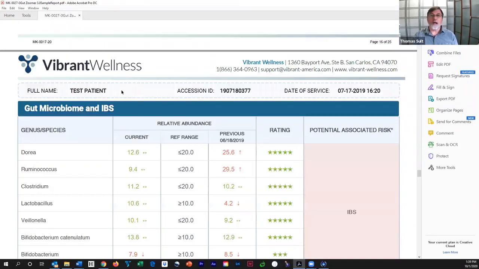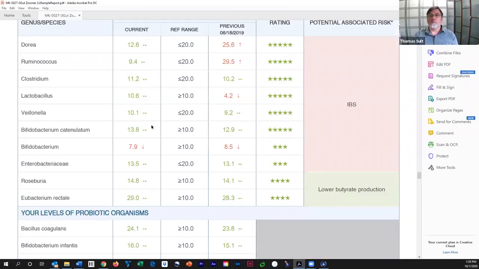Then we come down here, IBS, irritable bowel syndrome. A couple of issues here, and the same statement applies. If you have IBS, fixing this may help. This doesn't mean you have that. It's just that if it's abnormal and you have the disease, it may be helpful to fix it.